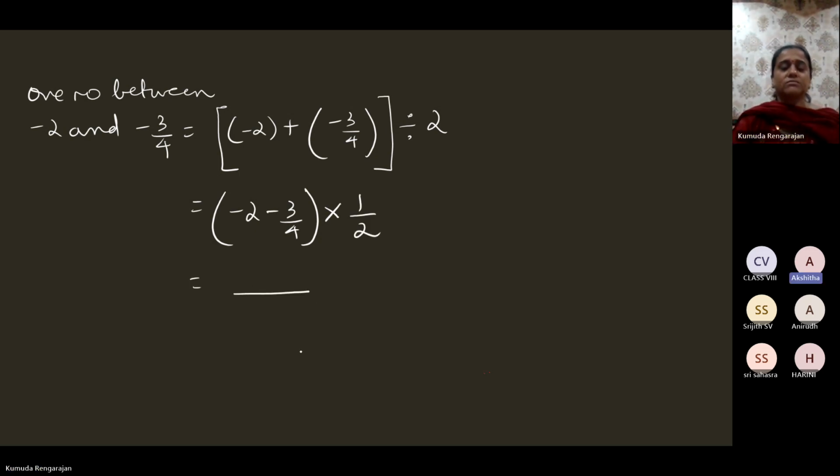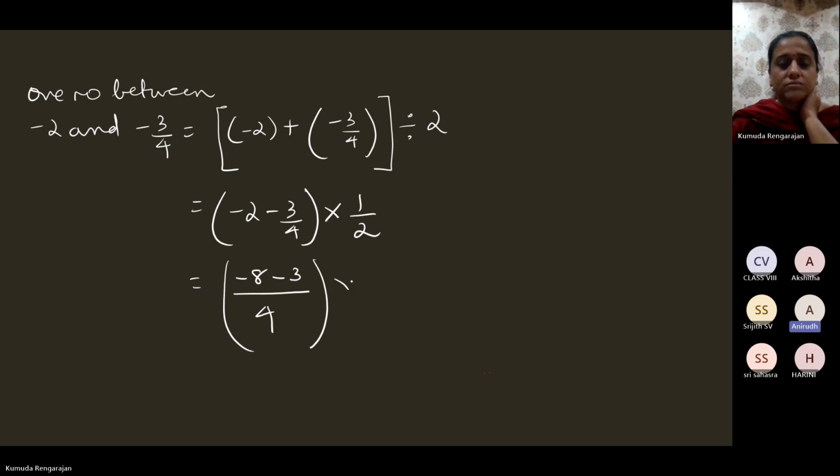LCM is 4. Then 1 into 4, minus 8 minus 3, minus 11 by 4 into 1 by 2. We get minus 11 by 8.